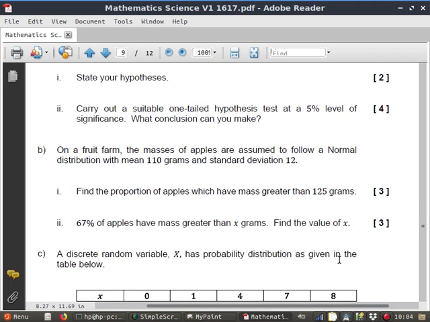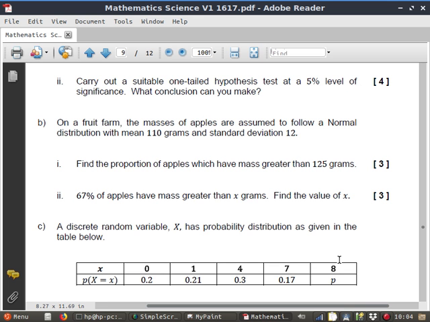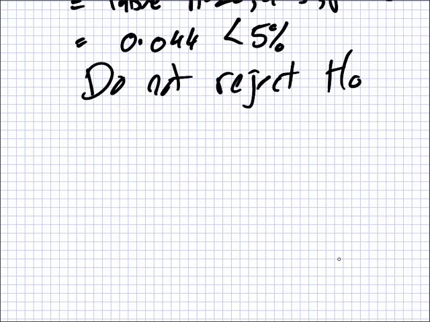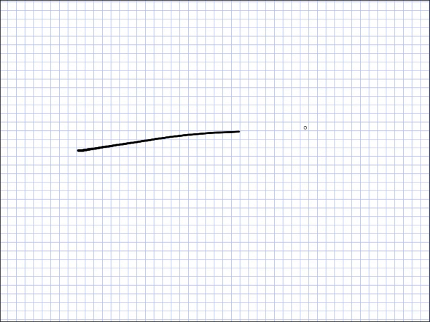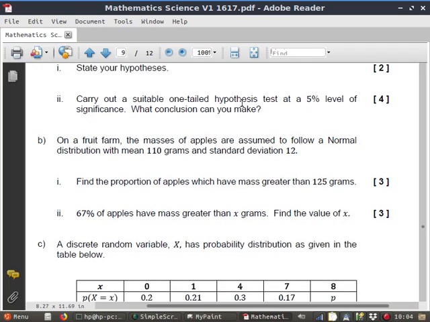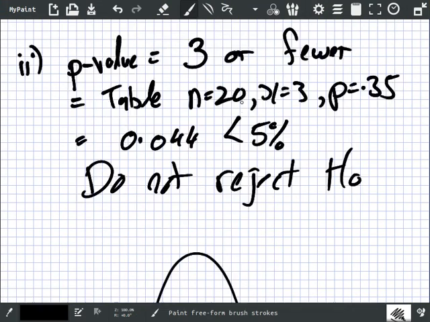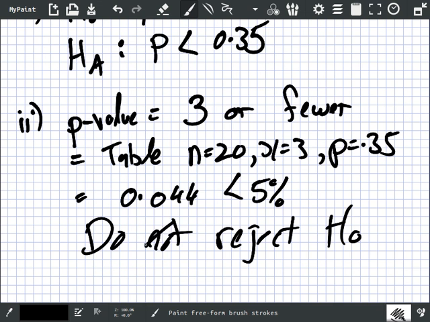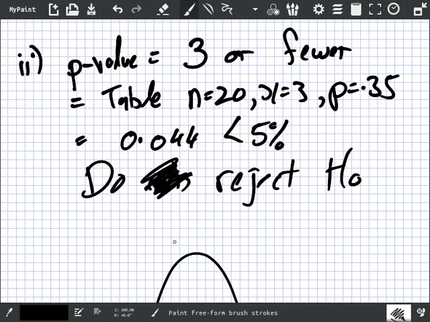On a fruit farm, we have a normal distribution of 110 and 12. Okay, so let's just draw that. No, we rejected H0. Oh, sorry, I'm not awake. It's less than 5%, we reject. Thank you.